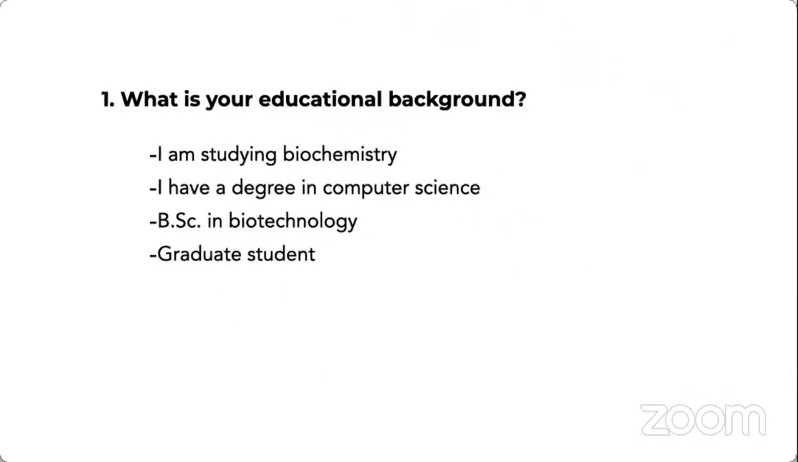So if I conduct a survey and ask you what your educational background is, you might respond in multiple different ways. For example, I'm studying a particular subject, biochemistry or biotechnology, or I have a degree in computer science, I'm a graduate student, or I'm a research scientist. A human will easily understand what each of these responses means.